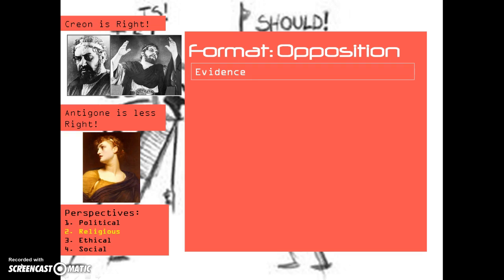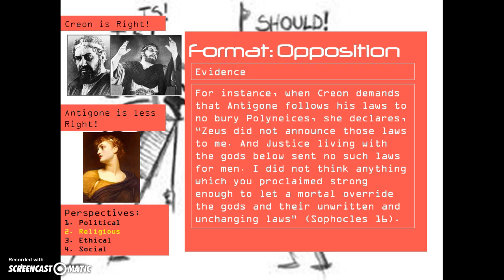For my first piece of evidence, I might write, "For instance," and note how I start with a transition phrase. You could have "for instance" or "for example." And then I write, "When Creon demands that Antigone follows his laws to not bury Polynices, she declares." So this is what we call a tag phrase. This tag phrase is where I give context to what my quote will be about. If I just drop this quote in there, people are going to have no idea what's going on. So I first explain what's happening in the quote, and then I give the quote.